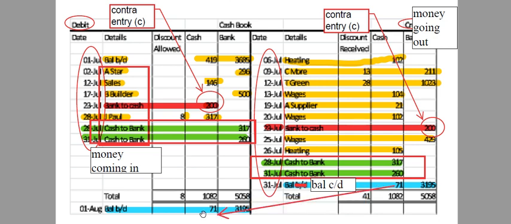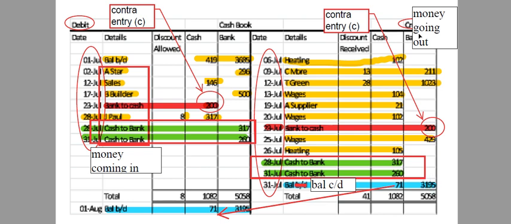You can see this $71 of balance carried down goes on the other side as balance brought down on 1st of August. The same calculation we're going to do on the credit side. So we'll balance the bank column. The debit side in the bank column is adding up to 5058, and then we will subtract the numbers on the credit side in the bank column to get a balance of 3195. So this is your closing balance of bank.